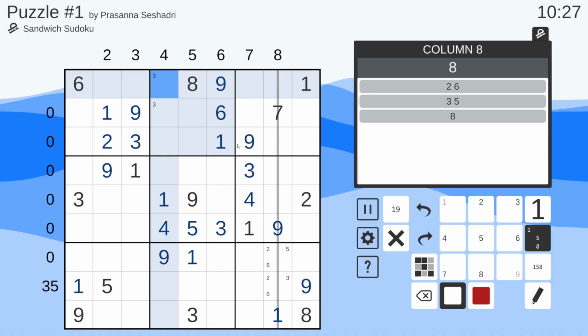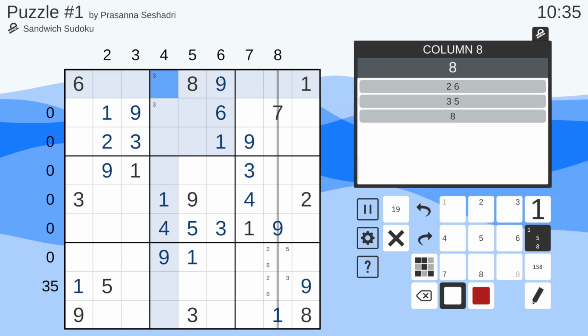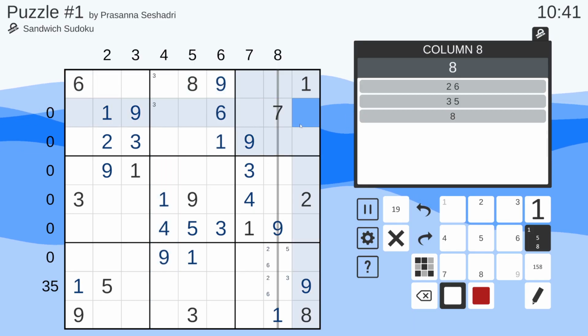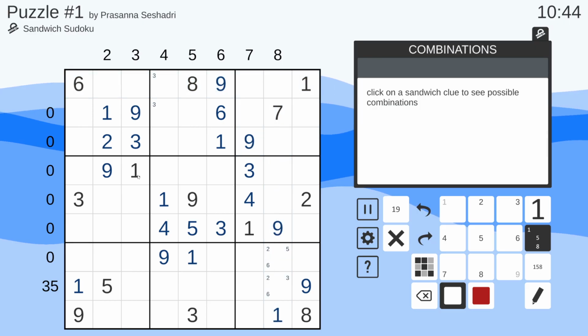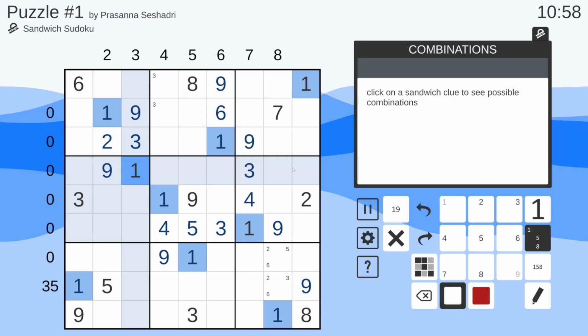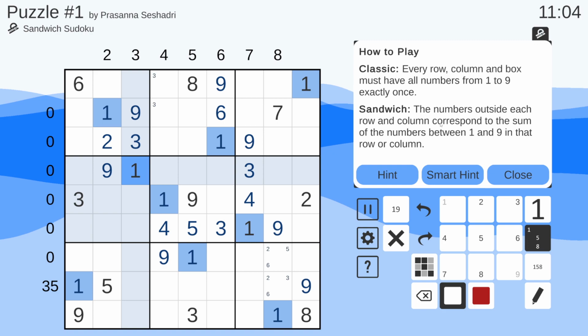Okay, we got that sandwich, that sandwich, this sandwich. Place this one, this one, this one, and this one. We have done all the sandwich clues. And we still have a lot of digits to go, so that sucks. Let me try to treat this like a normal Sudoku then. There's no other rules, right? Those are the only rules. Okay.